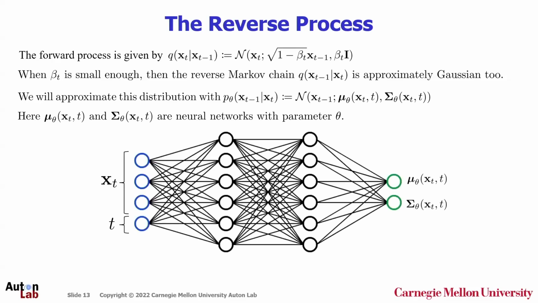So just to visualize it, we want neural networks that look like this, that xt is the input, time is also an input, and the neural network would create an estimation for the mean and the covariance of this Gaussian distribution that tries to simulate the inverse process.